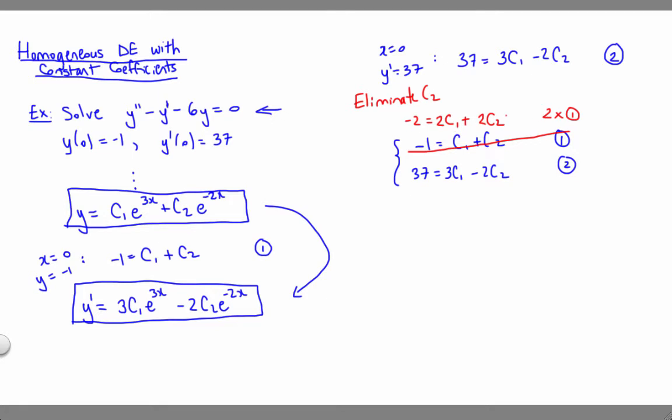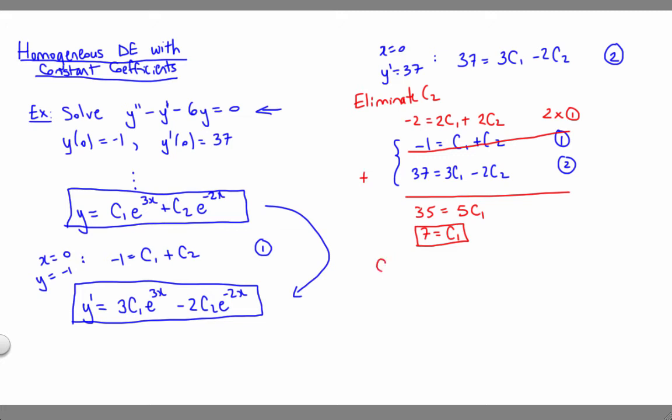Okay, so that's our modified version of equation 1, and let's add these two equations together now. Adding, we're getting 35 is equal to 5c1, and the c2s are eliminated. Now we've got an equation we can solve that tells us that 7 is equal to c1. I'm going to put a box around that. c1 is 7.